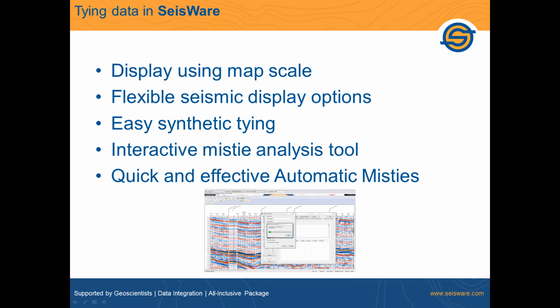Just so you don't have to watch that processing the whole time, I'm going to talk about some of the advantages in SeisWare when dealing with 2D data. First off, you can display using trace or map scale, so this allows us to see really good relative differences between our seismic lines. We have a lot of flexible display options, changing colors, scales, wiggles, interpolated density. We have really easy synthetic tying, as you may have noticed. We also have a really easy-to-use interactive mistie analysis tool. And then finally, the automatic mistie analysis is a really quick and effective way of tying a whole bunch of 2D lines all together at once.